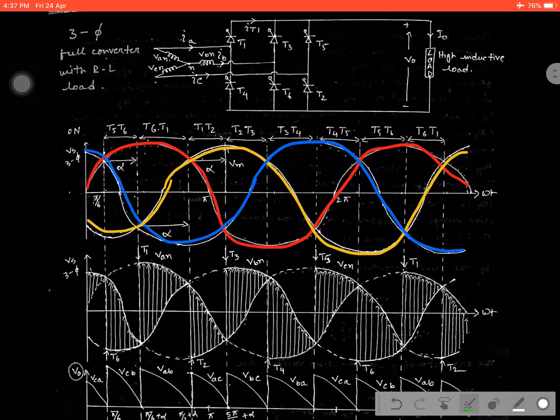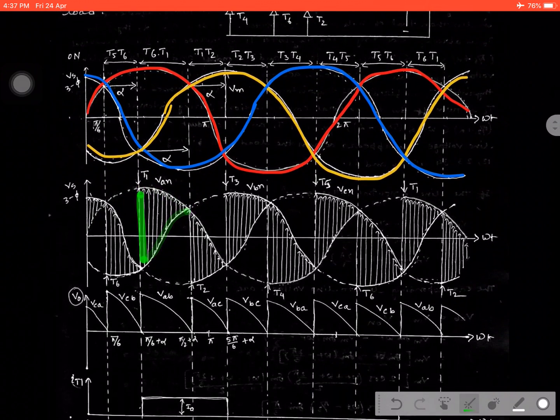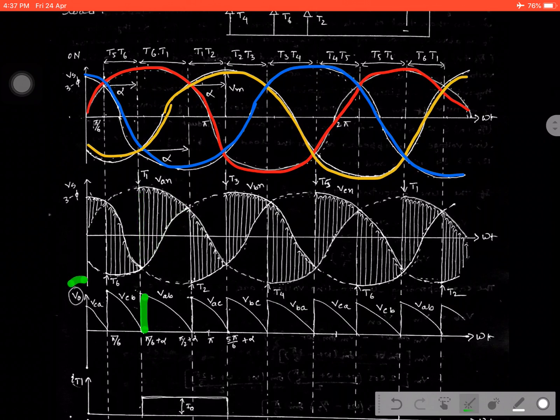Now see, after crossing pi by 6 to any angle alpha, we are applying the triggering pulse here for phase A. That means what? When T1 starts conducting, then, as I have shown before, the voltage appearing across the load is VAB. That means the difference between the two phase voltages, that is VAN minus VBN, right? That means VAN minus VBN. The dotted line is mentioned here. That means it will provide the output voltage VAB. This is the input voltage, and this is the output voltage.